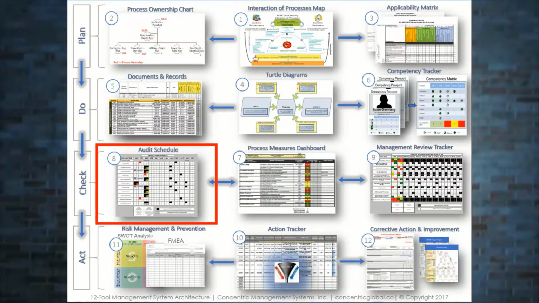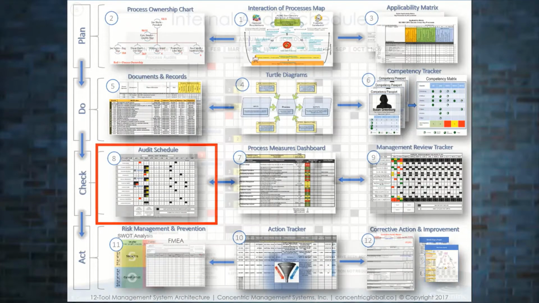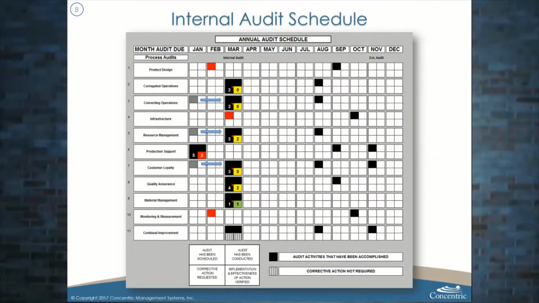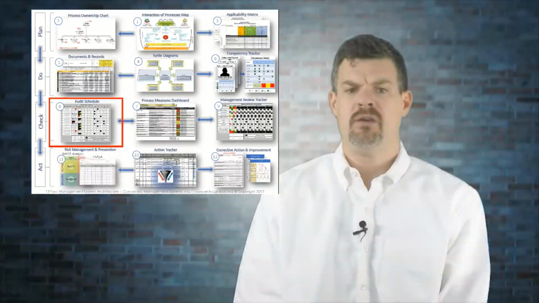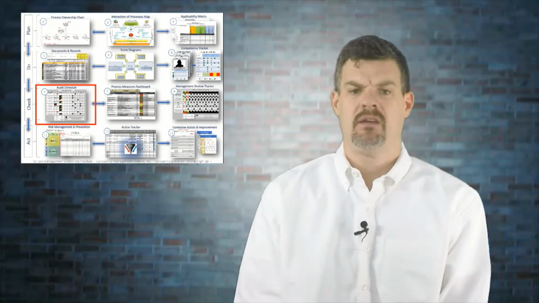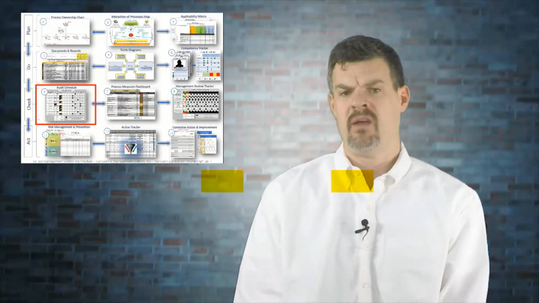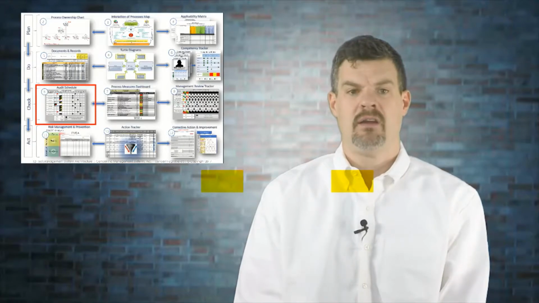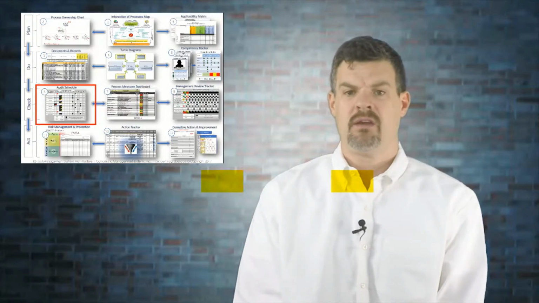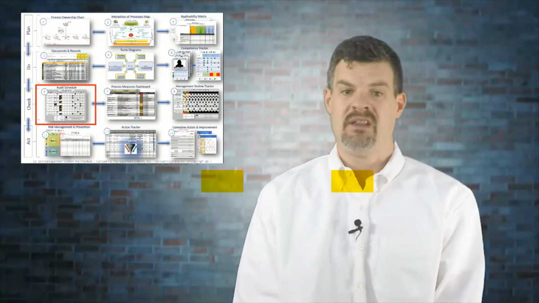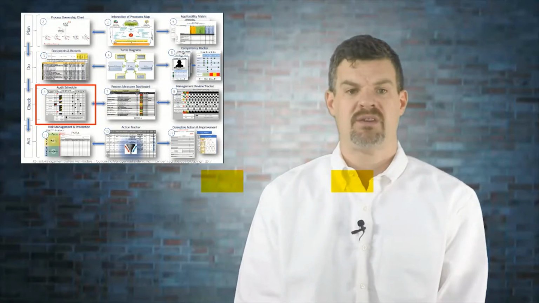Now we're on to tool number 8, Audit Schedule. Before we jump into the details there, you can see that there is a 2-directional arrow both on tool 8 and tool 9. And the idea there is that the audit schedule, as well as the management review tracker, which is tool number 9, should be relationally connected to the process measures dashboard.